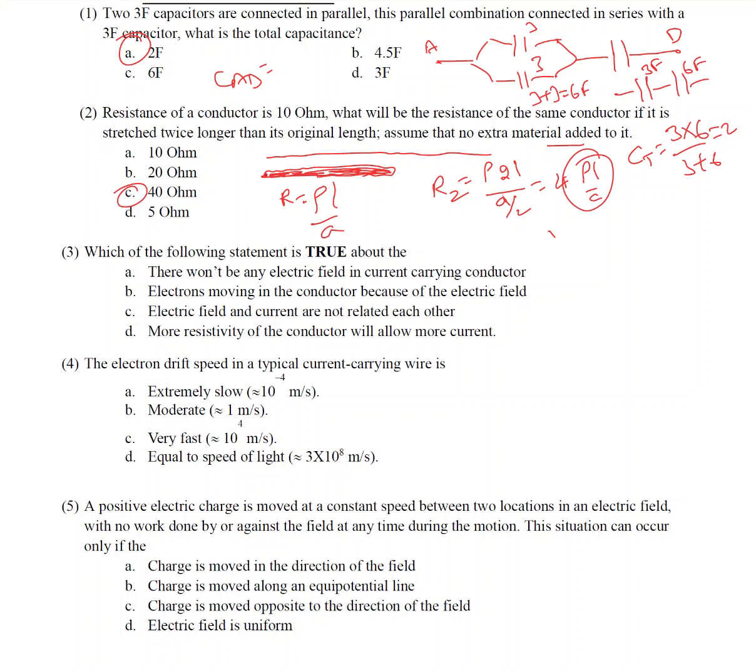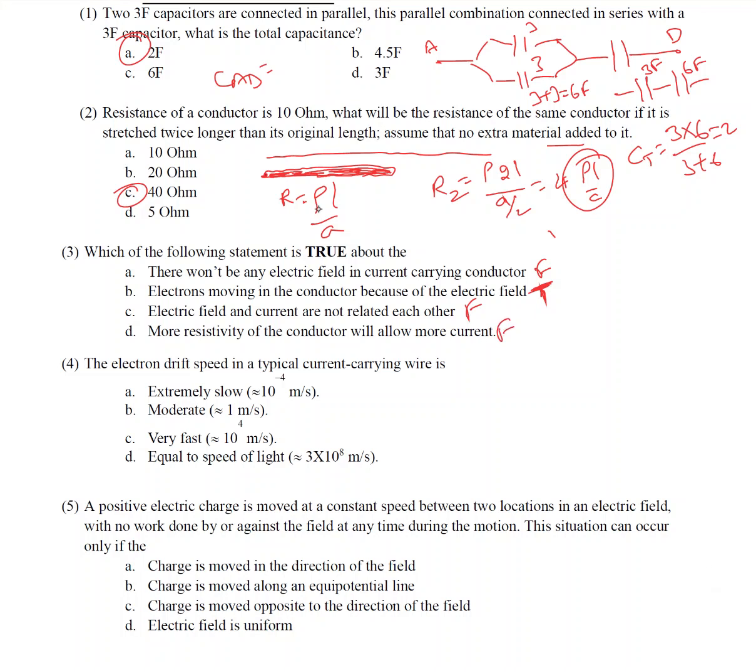Which of the following statements is true? I didn't complete the question here; the problem is talking about electric field and current. There won't be any electric field in a current carrying conductor: that's a false statement. Electrons moving in the conductor because of the electric field: that's a true statement. Electrons are moving inside the conductor because of the electric field. Electric field and current are not related to each other: that's a false statement. More resistivity of the conductor will allow more current: that's also a false statement.